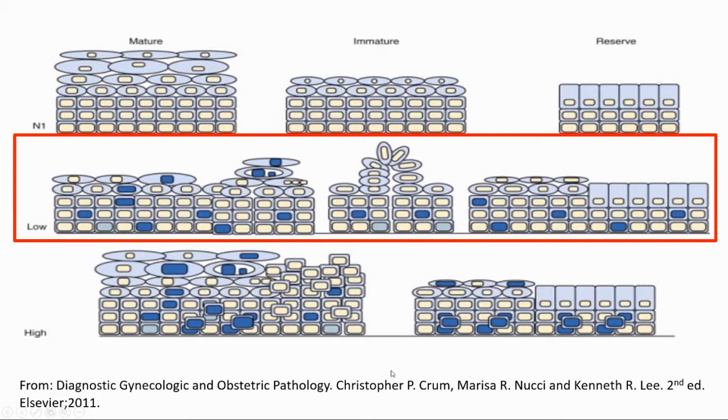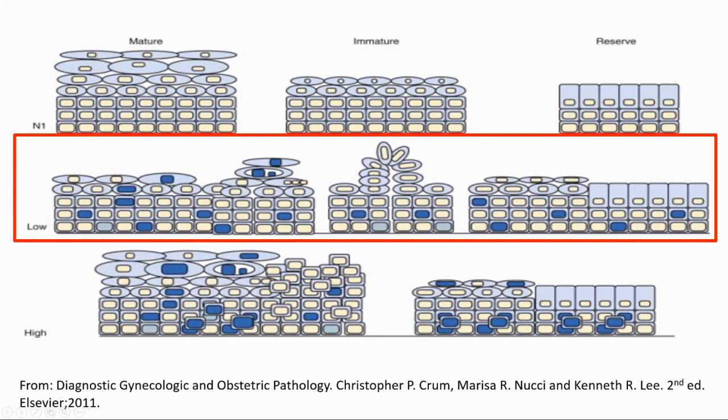This is a very nice graph from a reference textbook by Dr. Christopher Crum, Marisa Nucci, and Ken Lee from the Brigham and Women's Hospital. This is the book I use to learn about GYN pathology. What I like about this diagram is that it illustrates the heterogeneity in the architecture of low and high grade lesions. Particularly the fact that the vast majority are going to be flat and are going to show a mature phenotype, as we've discussed before.